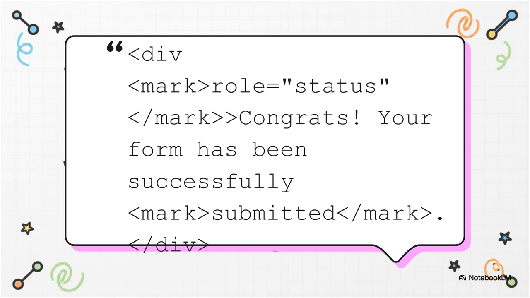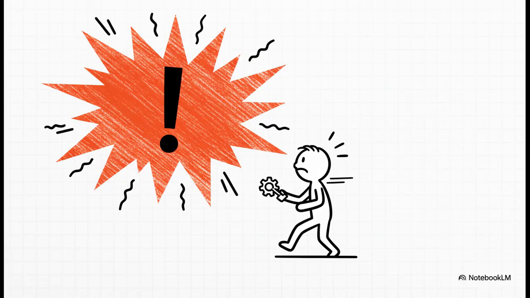It's so simple. You just wrap your confirmation message in an element with role equals status, and screen readers know exactly what to do. Announce it politely when the user has a free moment. Now for our second voice, we're doing a complete 180. Role is assertive. It is the fire alarm. It is designed to interrupt the user right away because the information is critical for them to move forward.